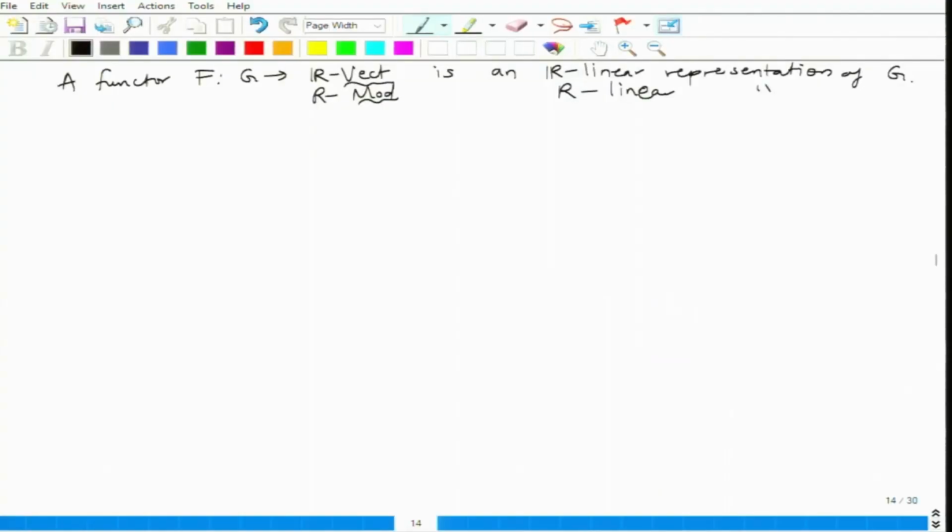Okay. So this idea can be made general. In fact, towards the end of the course, we'll also see that R mod, the category of modules, is also a category of functors. Every module is a representation. Okay. So now let me make this open.